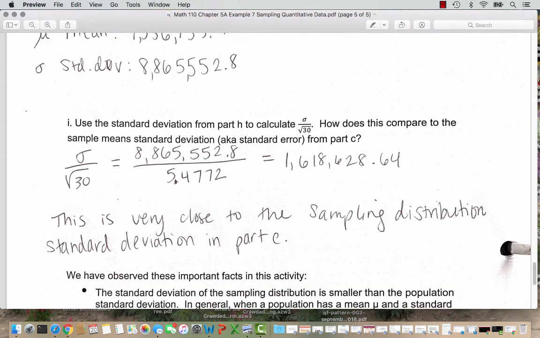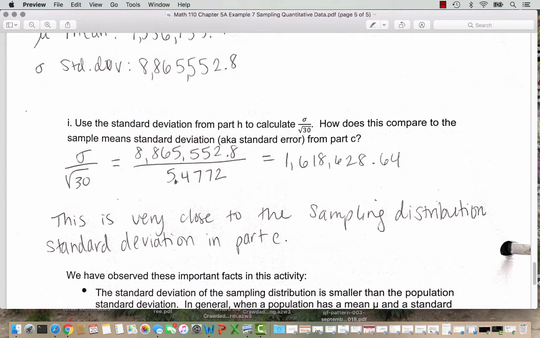So now I'm going to ask you to take your standard deviation and divide it by the square root of 30. We're using 30 because that's how many samples we had. We had sample size 30 in our calculation. And so we take the $8,865,552.80 and divide that by the square root of 30, which rounded is about 5.4772.